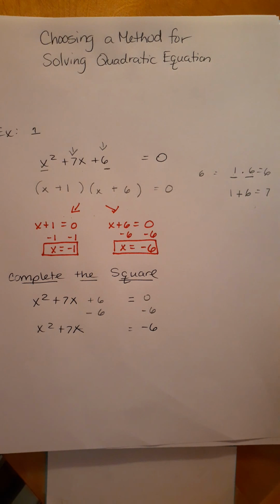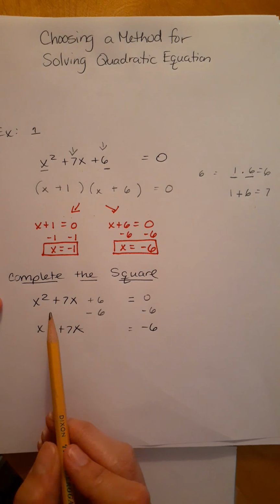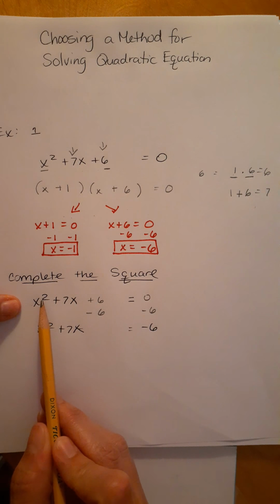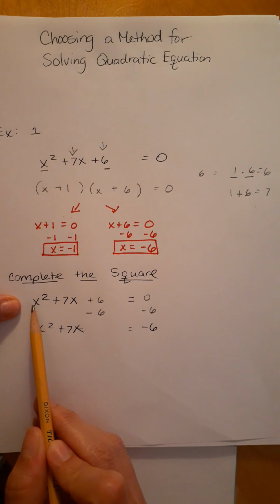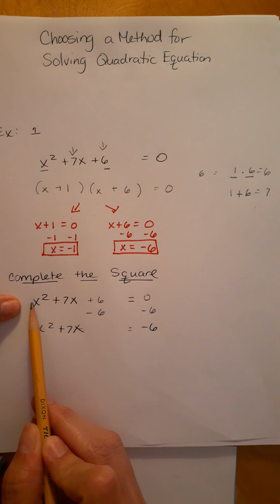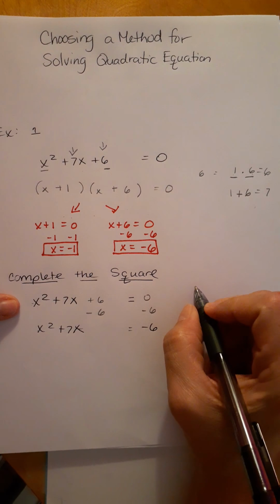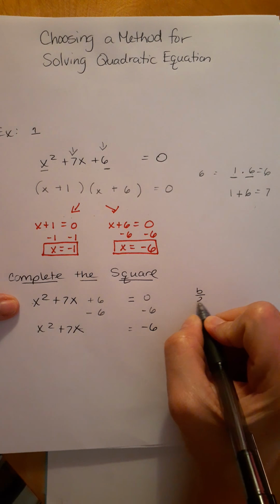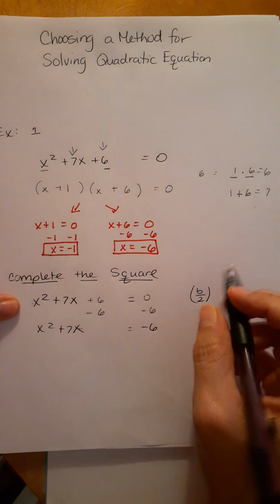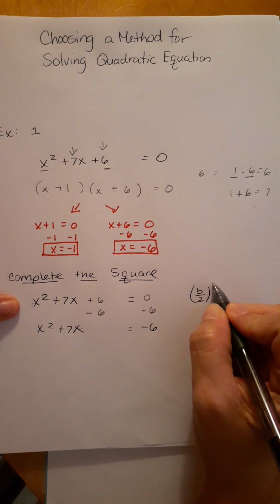Now, this has a coefficient of 1. The leading coefficient is 1. What's the leading coefficient? The number in front of the highest power variable. There's no number there. That leading coefficient is 1. Now, here's the part you have to remember. And I'm going to put it here. If the leading coefficient is 1, to find out what goes here, you have to take b over 2 squared.